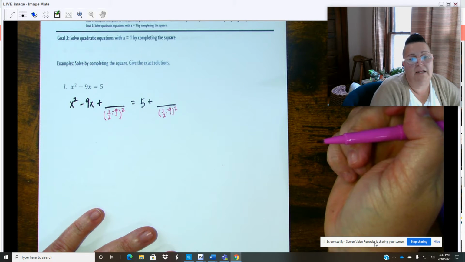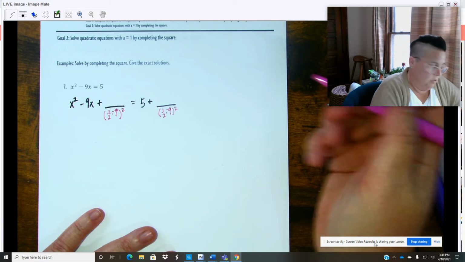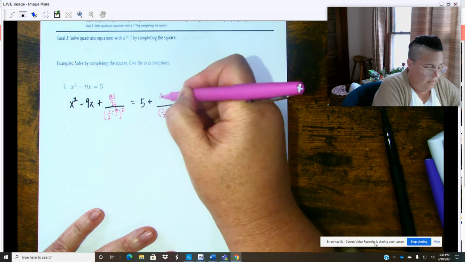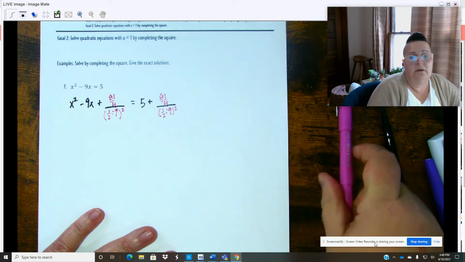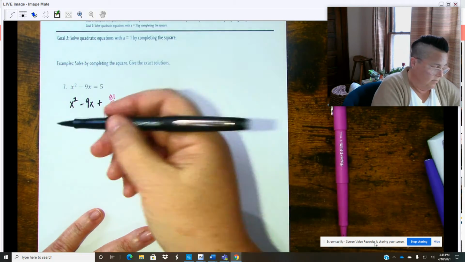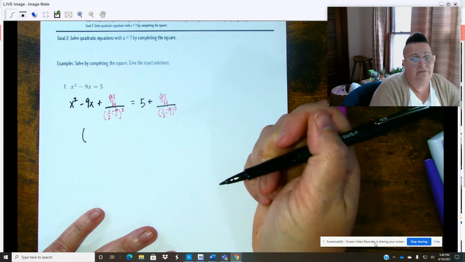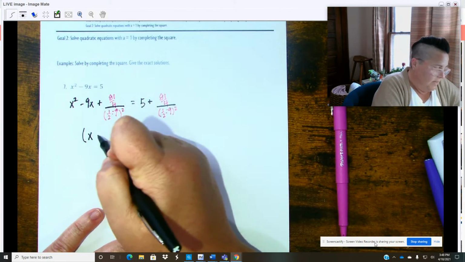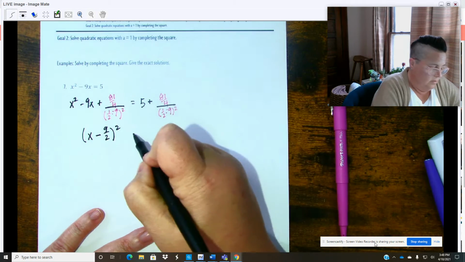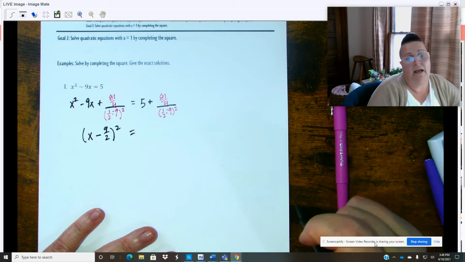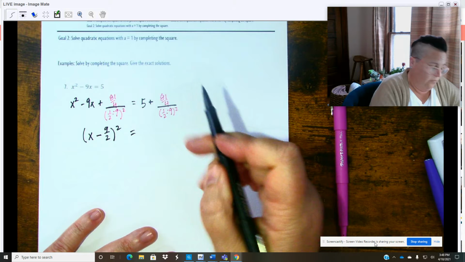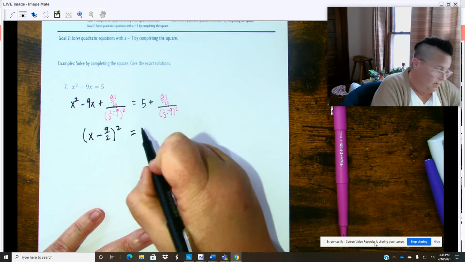Right? So that's going to be a negative 9 over 2, squared, which is going to be 81 over 4. So I am adding 81 over 4 to both sides of this equation. On the left side, that's going to give me x minus 9 over 2 squared equal to, now, if I have 5 plus 81 over 4, I'm going to write these with a common denominator.